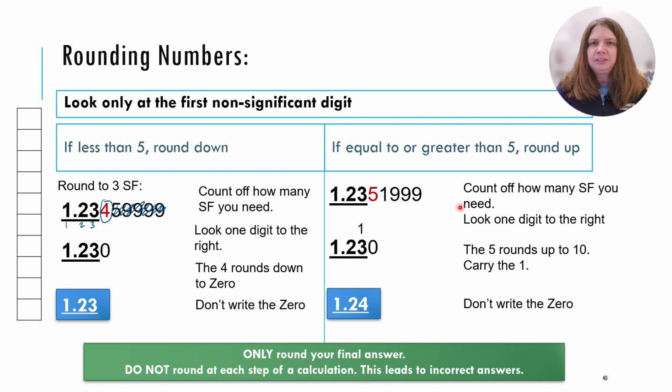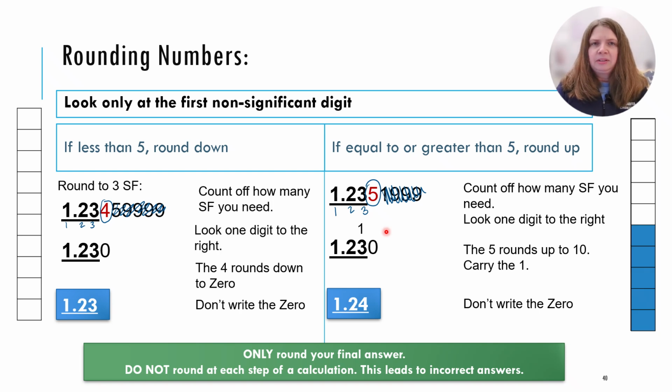Now consider a slightly different number, 1.2351999. Again, we want 3 significant figures. We count 1.23 and look at the next digit, which is a 5. Digits of 5, 6, 7, 8, or 9 indicate rounding up. When we round up, the last retained digit increases by 1. This changes the value from 1.23 to 1.24. It is important to always perform calculations using full calculator precision first. Rounding should only be done once at the very end when reporting the final answer.